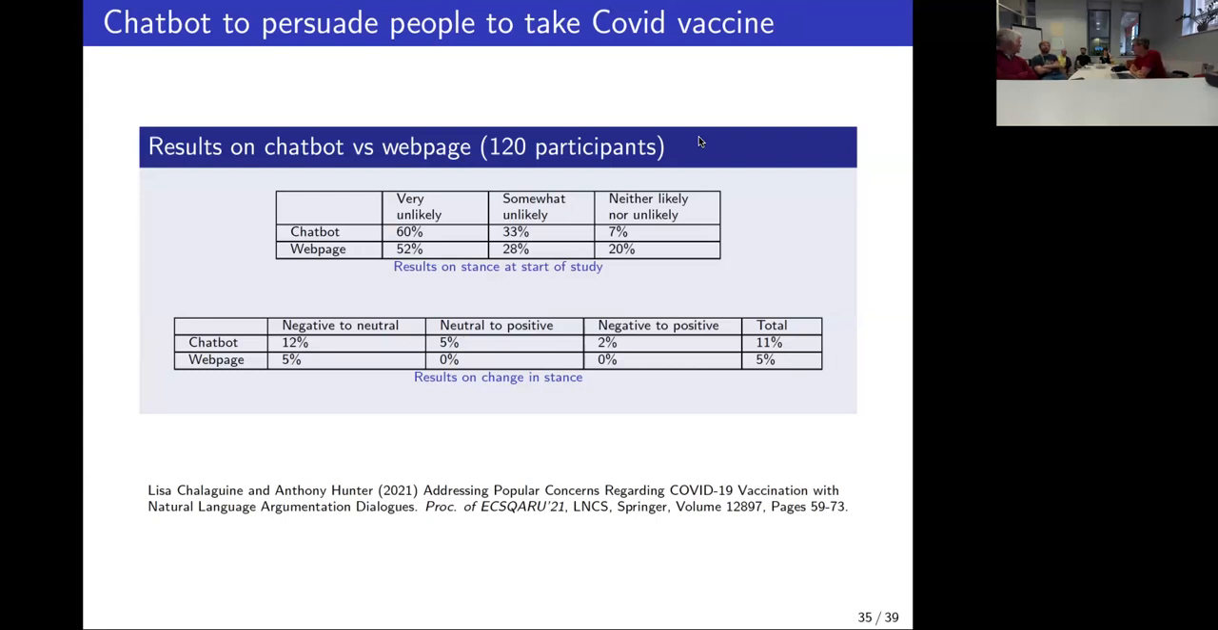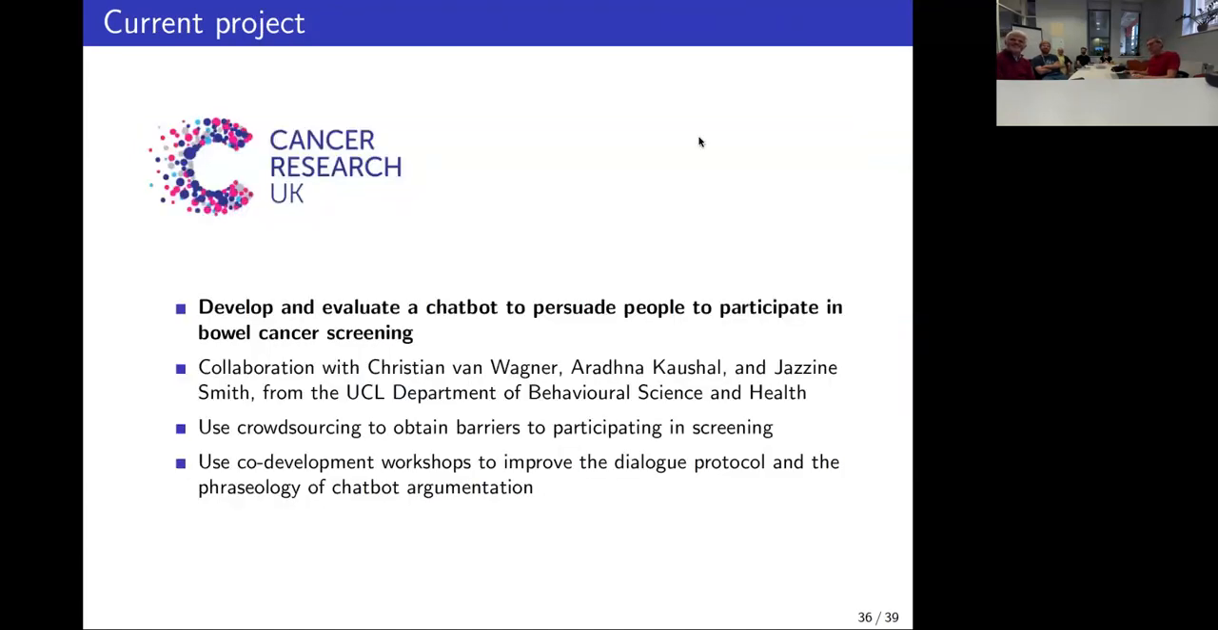So how does 12 plus 5 plus 2 equal 11? No, it's not 19. Off the top of my head, I don't know. That could well be the case. I'm just worried there's something else going on there and I'm not explaining it. Let's say it's 19.